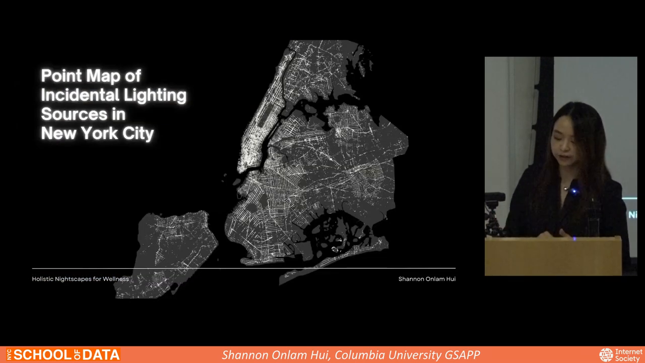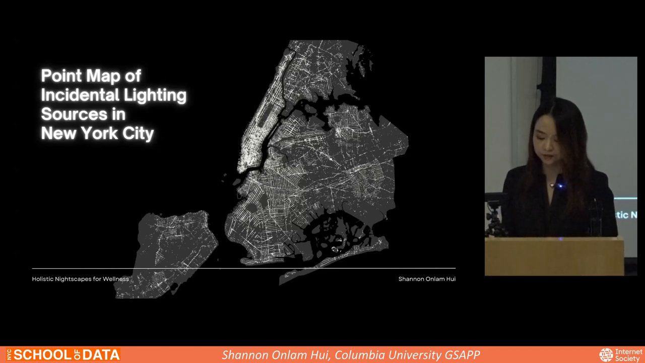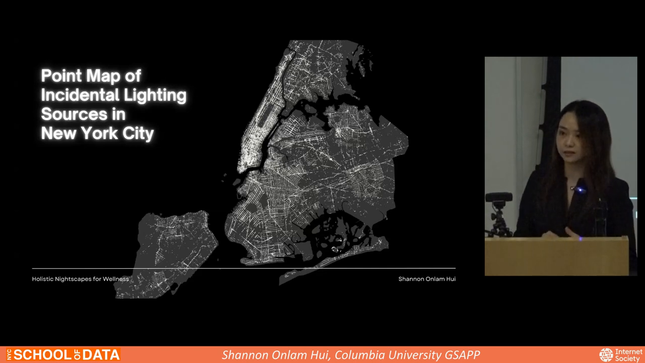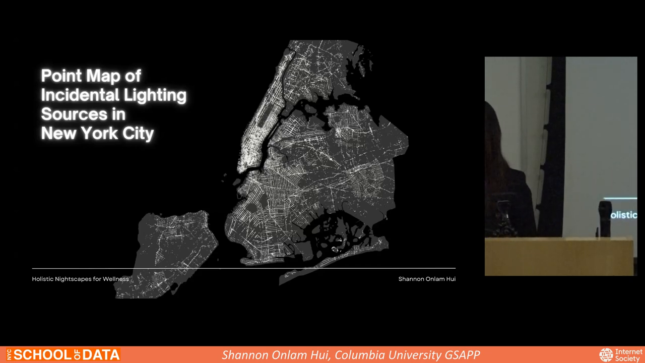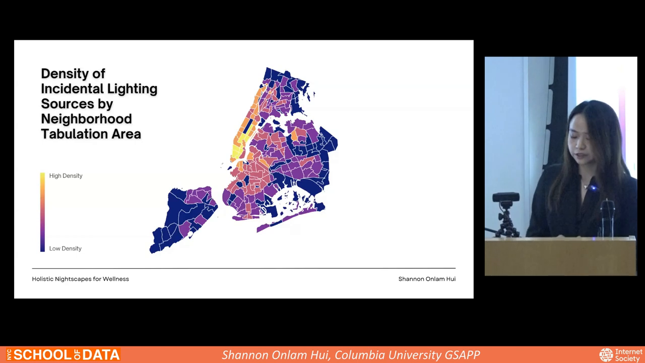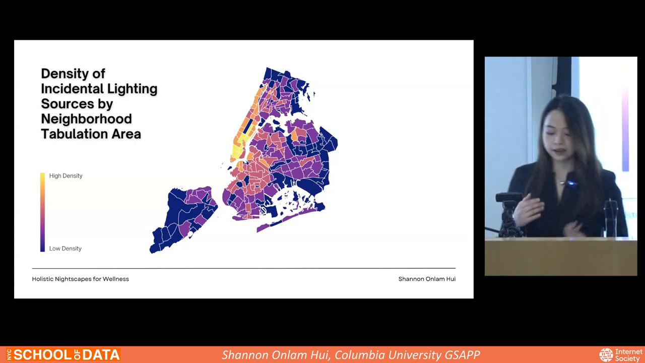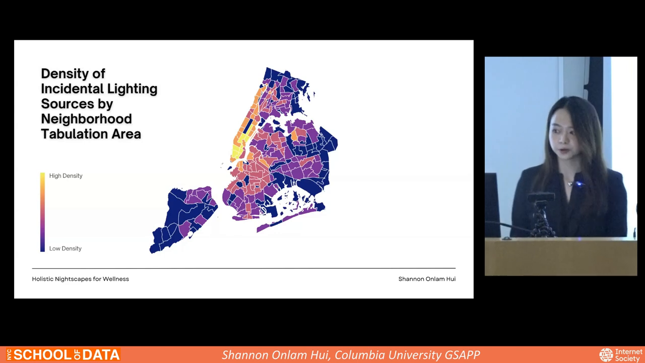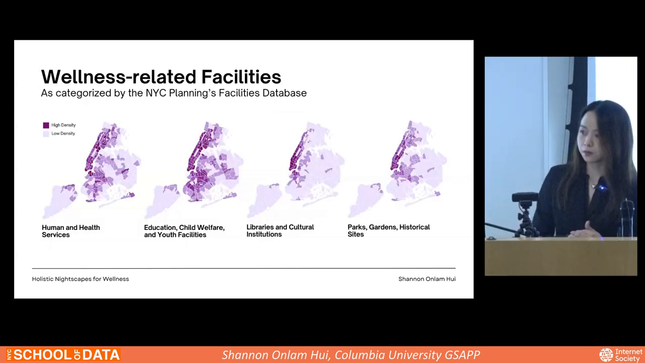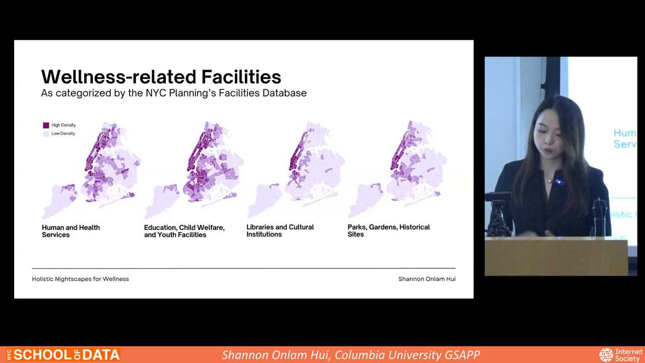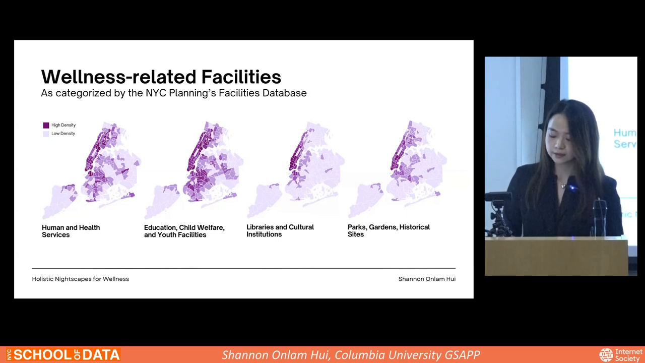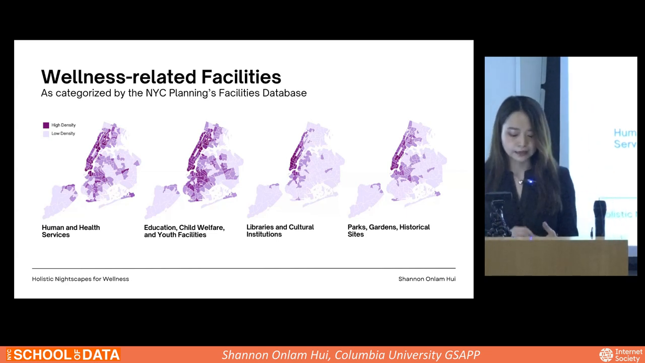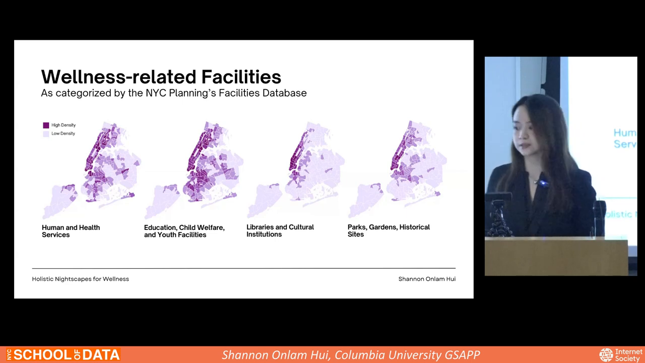These datasets allowed me to generate a point map of all incidental lighting sources as defined within the scope of the study. A potential development of my methodology may include weighting the different incidental lighting variables by their level of luminosity or ground coverage to build a more precise model of lighting conditions. I then spatially joined them to neighborhood tabulation areas and determined their densities by calculating the number of features per square kilometer. Within the scope of this process, I define metrics for wellness as four different categories of facilities as defined by the New York City Department of Planning: human and health services, education, child welfare and youth facilities, libraries and cultural institutions, and parks, gardens, and historical sites.